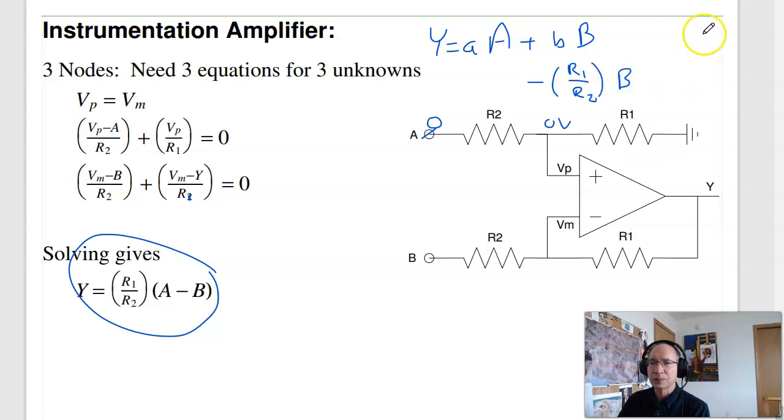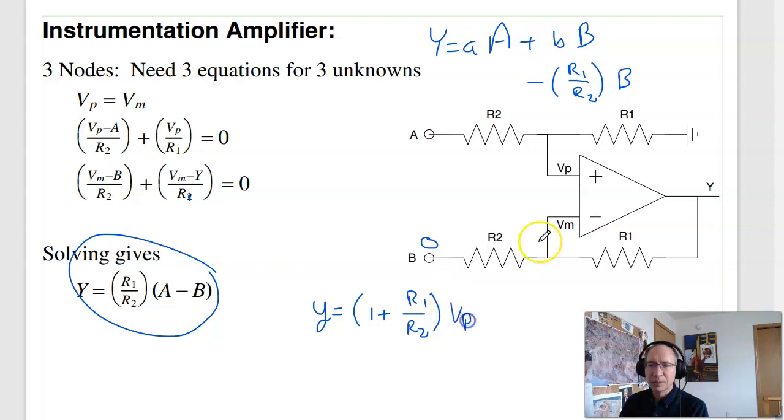That's one term. The second term, let's let B be 0 and solve for A. Well, this is a non-inverting amplifier. The gain from Vp to Y is equal to 1 plus the ratio R1 over R2 times Vp. By voltage division, I know that Vp is equal to R1 over R1 plus R2 times A.